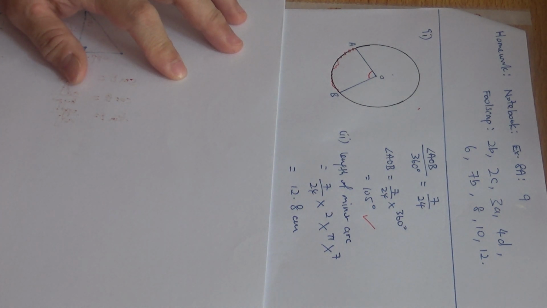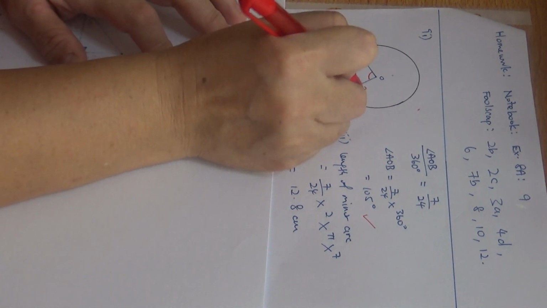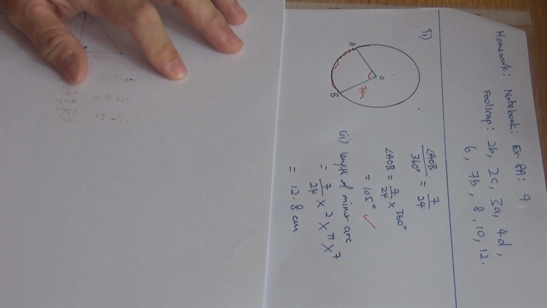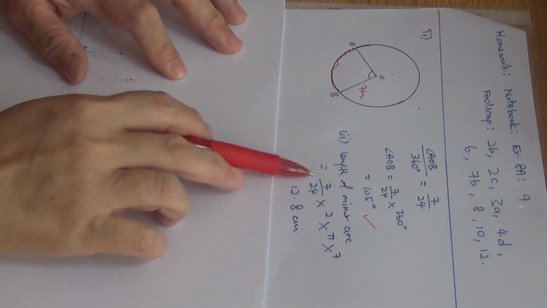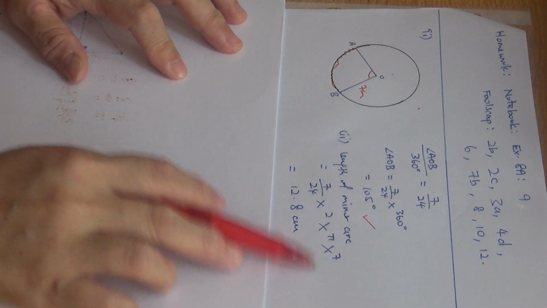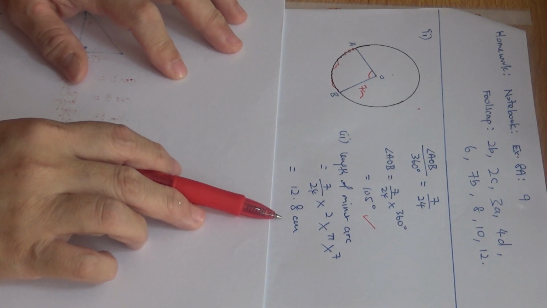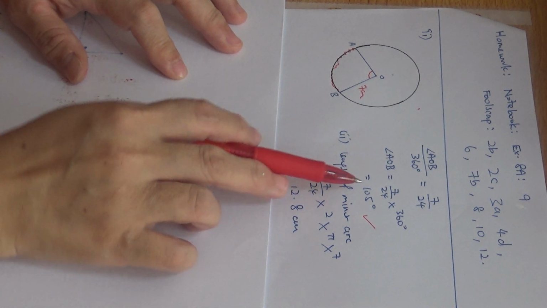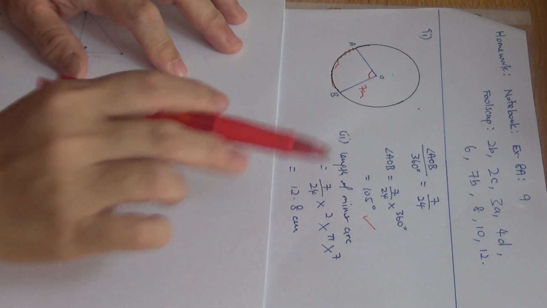Alright, part 2. Given that the diameter of the circle is 14 cm, find the length of the minor arc. Now, bear in mind, if the diameter is 14, the radius is 7 cm. Always be very careful when you read the question whether they are referring to the diameter or the radius. So, length of minor arc will be 7 over 24 times 2 pi r. You'll get 12.8.